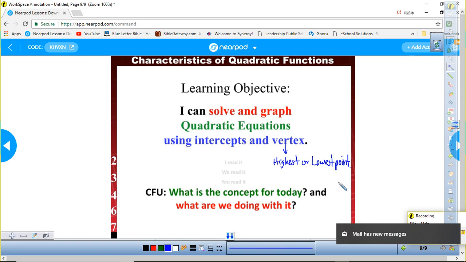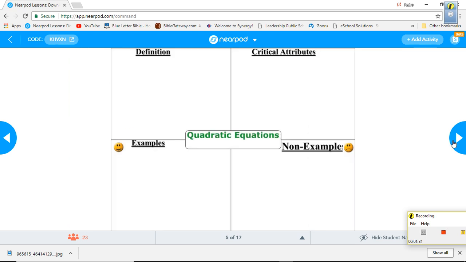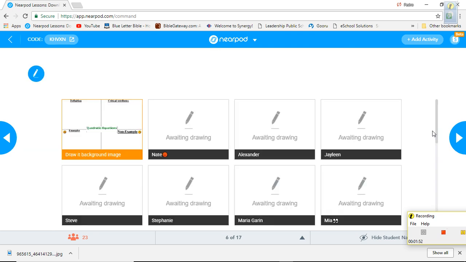So fill out your Fourier model for quadratic equations without looking at your notes. See if you got it by now. Definition, one example, one non-example. You got 2 minutes to fill it in. Once you're done, take a picture and send that in, or you can actually write on the screen if you want. I'll give you a couple minutes to fill that in.